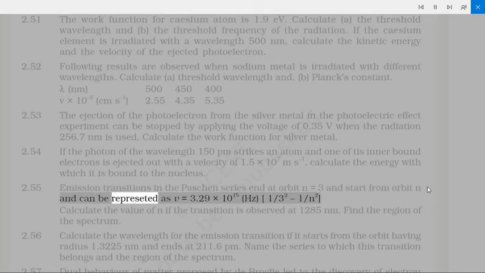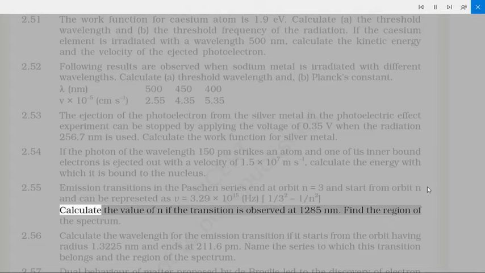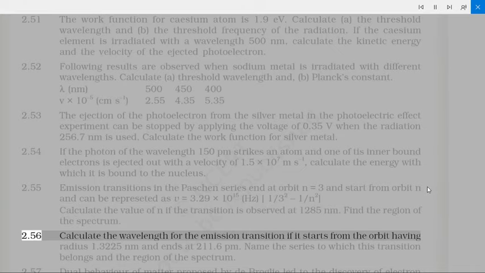2.55 Emission transitions in the Paschen series end at orbit n = 3 and start from orbit n and can be represented as ν = 3.29 × 10^15 Hz (1/3² − 1/n²). Calculate the value of n if the transition is observed at 1285 nm. Find the region of the spectrum.